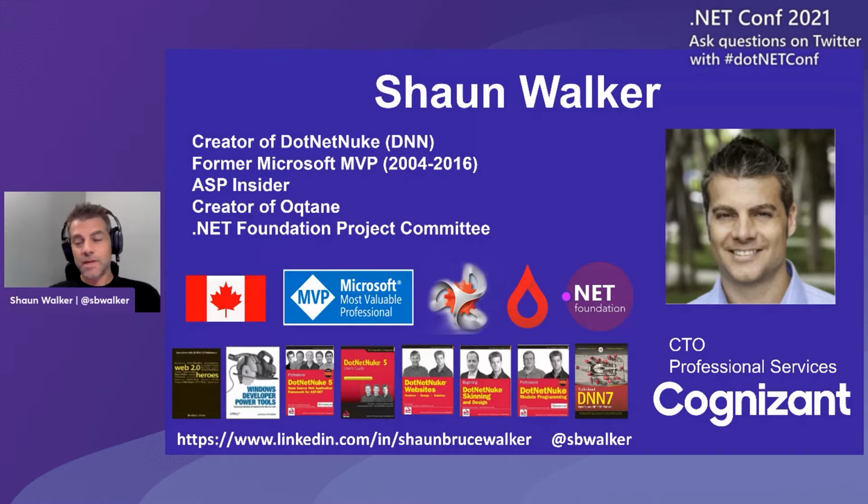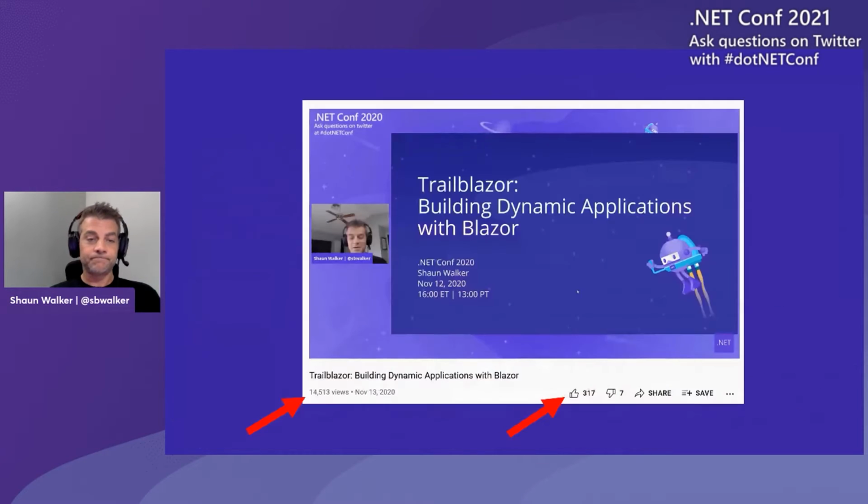I'm Sean Walker. I guess my claim to fame is that I was the creator of .NET Nuke many years ago, back in, I think, 2002, 2003. I'm a former Microsoft MVP from 2004 to 2016. I'm an ASP insider, recent creator of a new open source project called Octane, and I'm also a member of the .NET Foundation Project Committee. And professionally, I am CTO of the professional services organization within Cognizant.